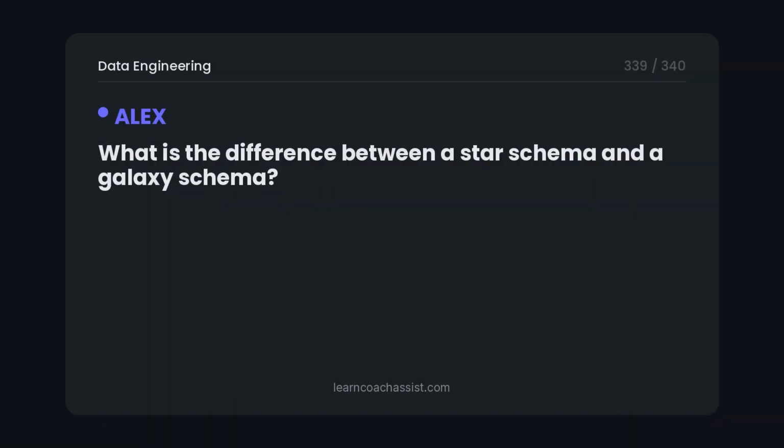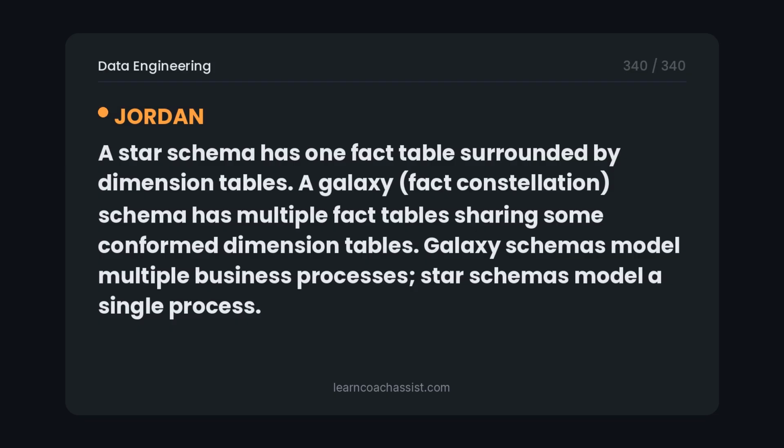What is the difference between a star schema and a galaxy schema? A star schema has one fact table surrounded by dimension tables. A galaxy, or fact constellation, schema has multiple fact tables sharing some conformed dimension tables. Galaxy schemas model multiple business processes; star schemas model a single process.